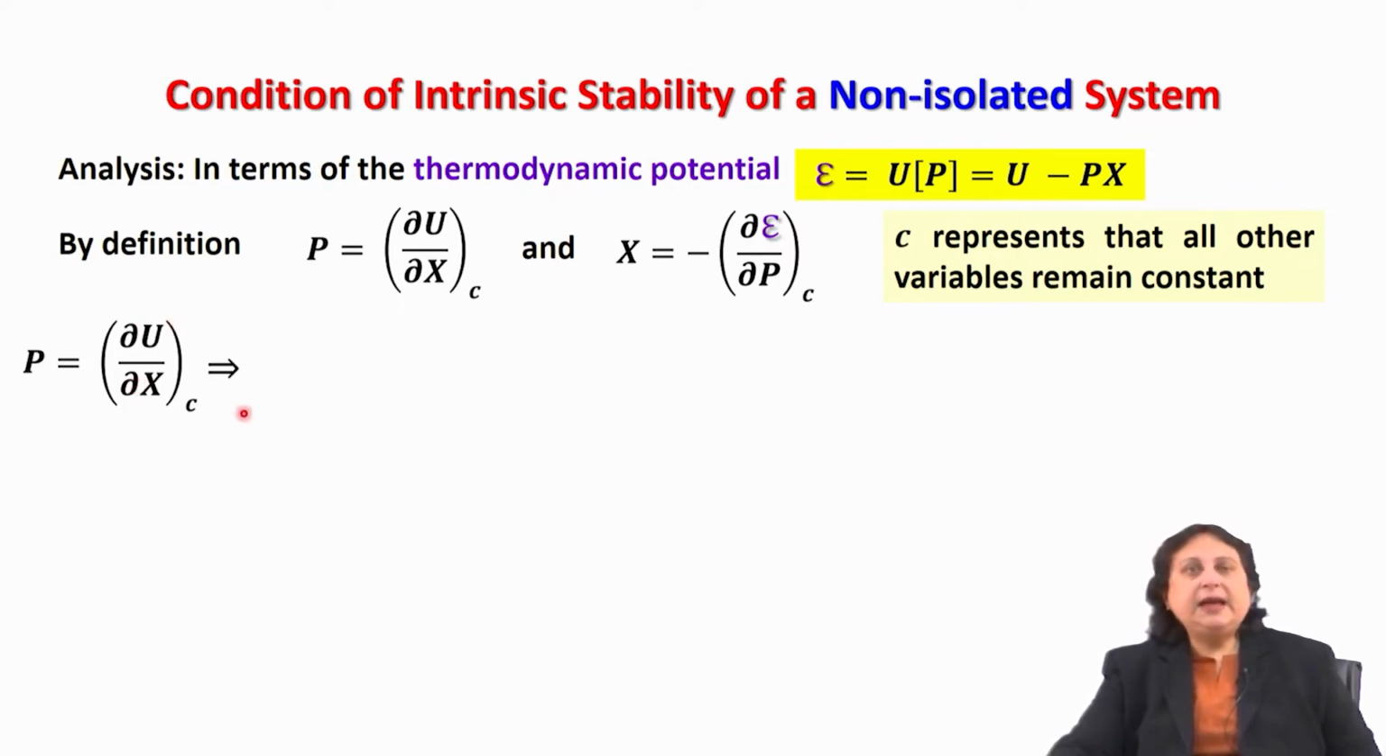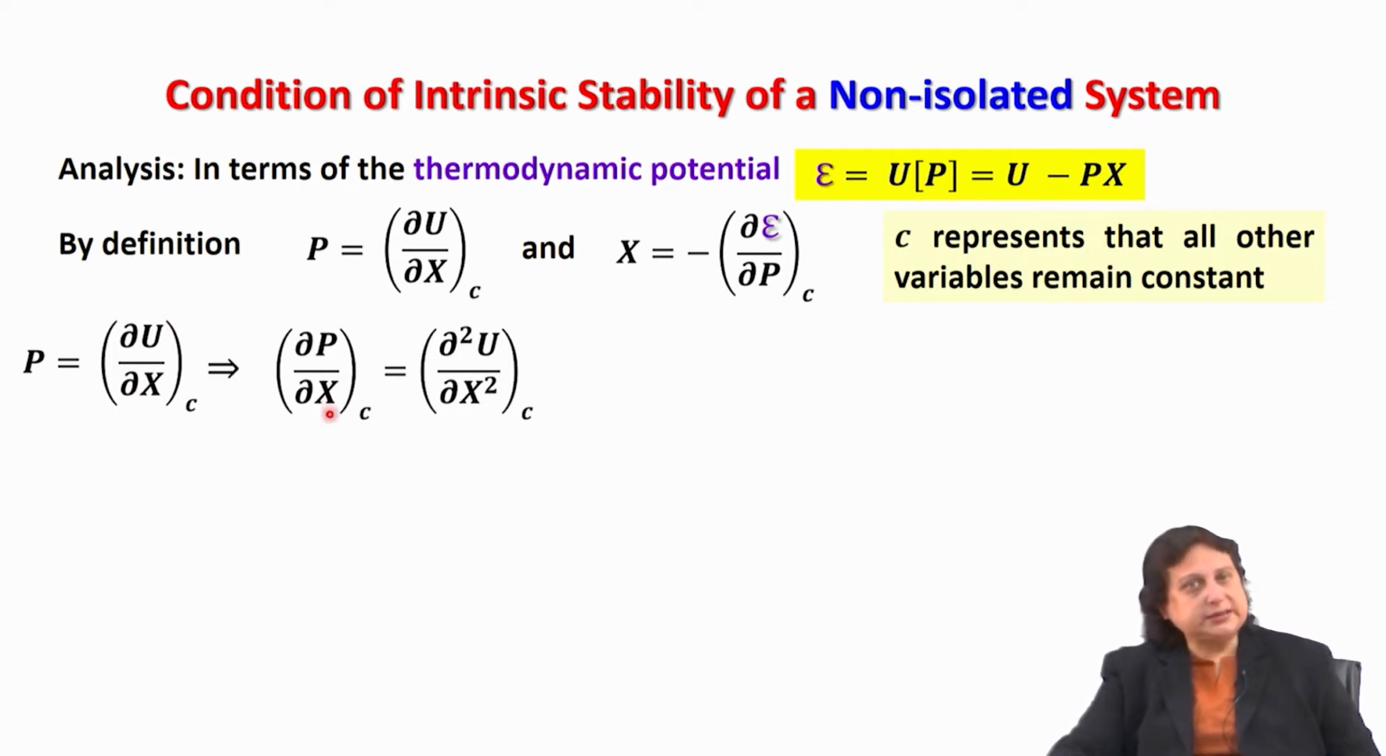I will take a derivative of P with respect to x. So, ∂P/∂x must be ∂²U/∂x². So, it is a very simple extrapolation of this. Now what does it tell me? I know ∂P/∂x is this second derivative.